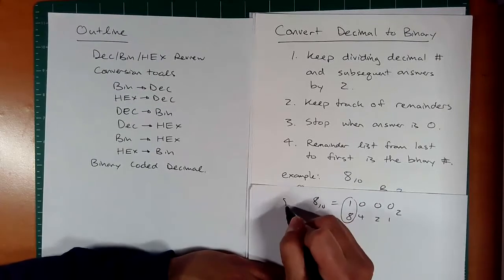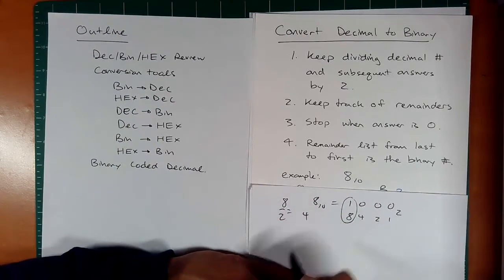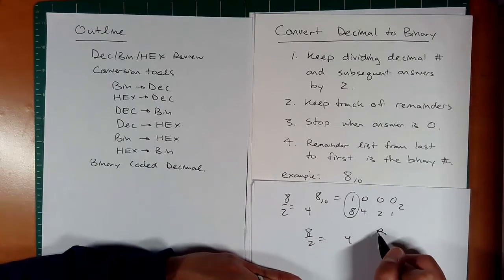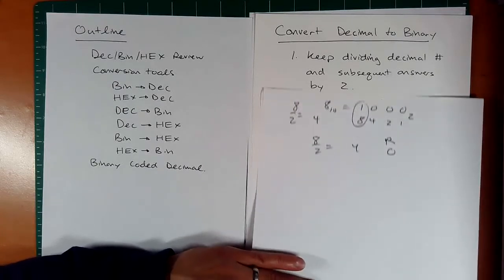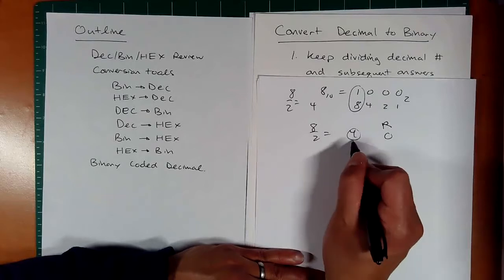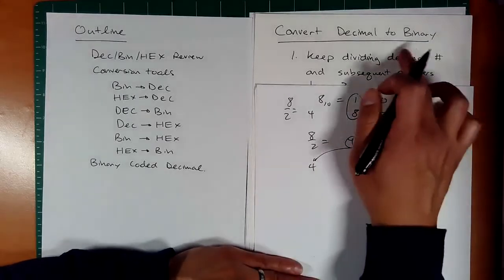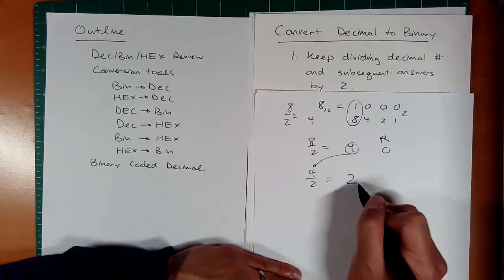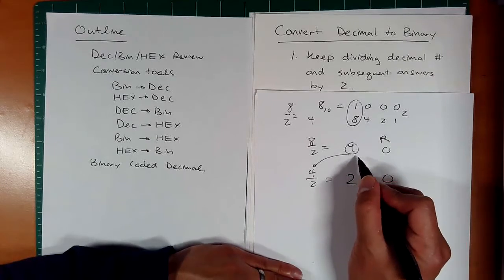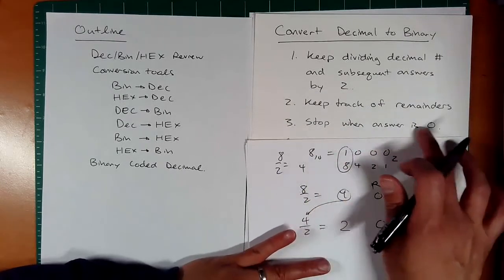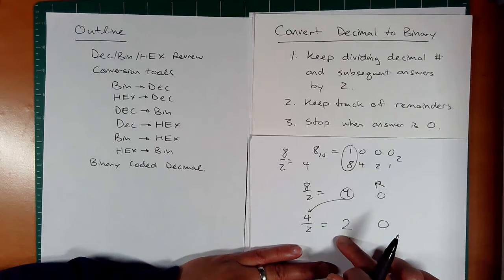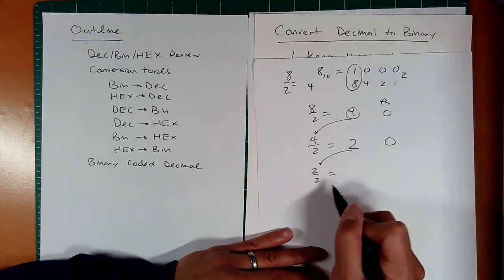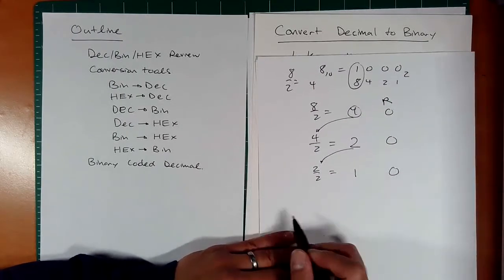What do I get? 8 divided by 2 is 4, right? What's the remainder? Well, there's nothing left. It's 0. Okay, so now I'm going to take this answer 4, because I'm going to take this subsequent answer divided by 2, and that's 2. And what's the remainder? 0. Now notice I'm still looking. Is the answer 0? No, the answer is 2. Okay, so then I'm going to take this one. 2 divided by 2, what do I get? 2 divided by 2 is 1, remainder 0.